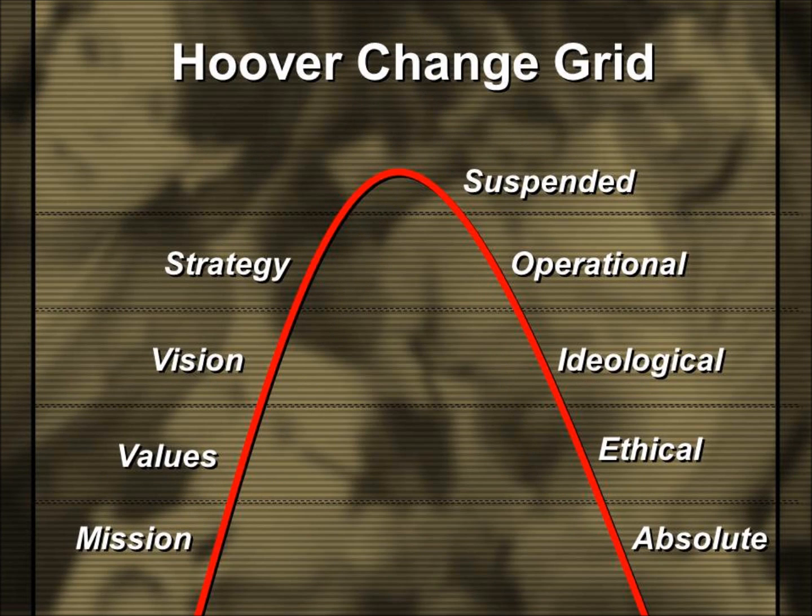In this slide, you have before you the Hoover Change Grid. It again is a bell-shaped curve, but you will find different wording along the bell shape of that curve. You'll find mission, values, vision, strategy, suspended, operational, ideological, ethical, and absolute. Those words refer to doubts, and we will discuss that in just a few moments. The Hoover Change Grid talks about how we get to the pinnacle of ministry, but then it talks about some different kinds of doubts, 5 different kinds of doubts that sometimes set in with a congregation.